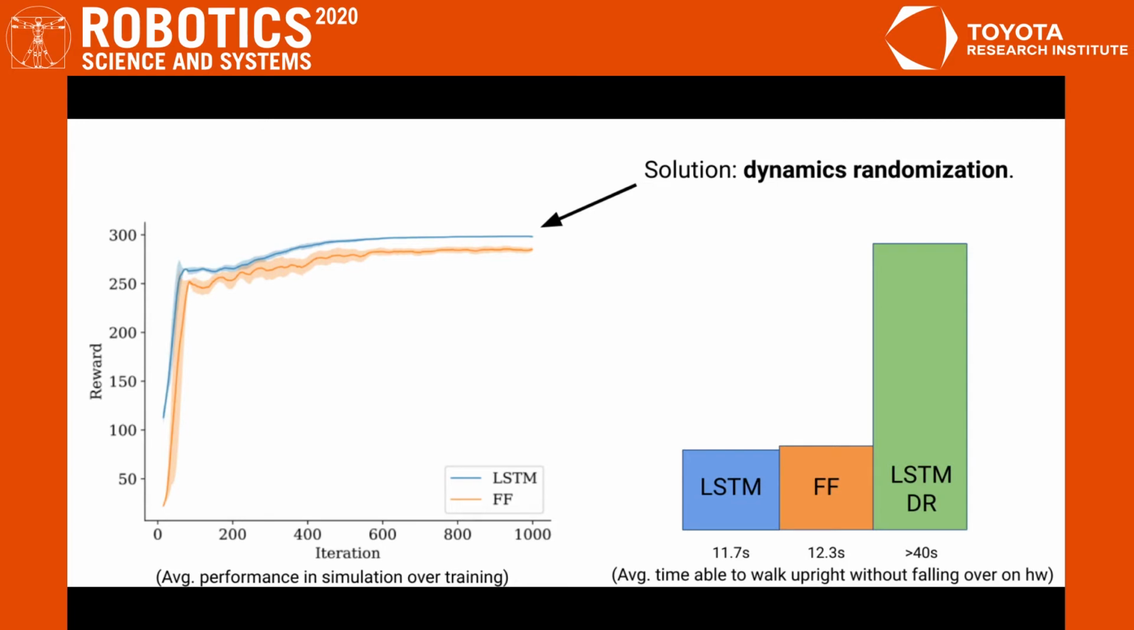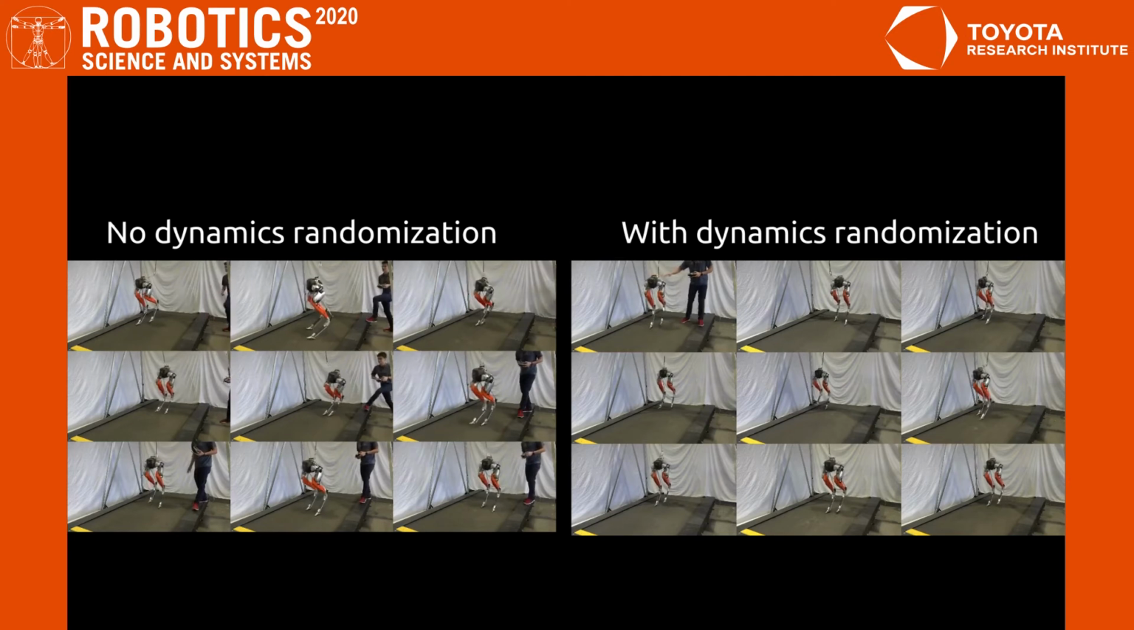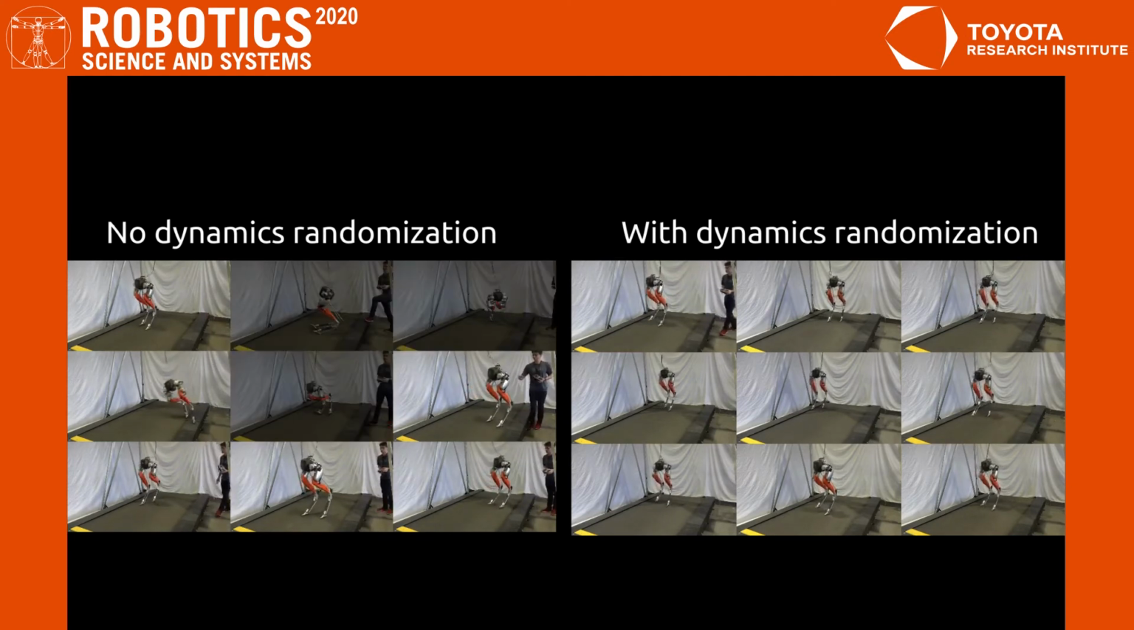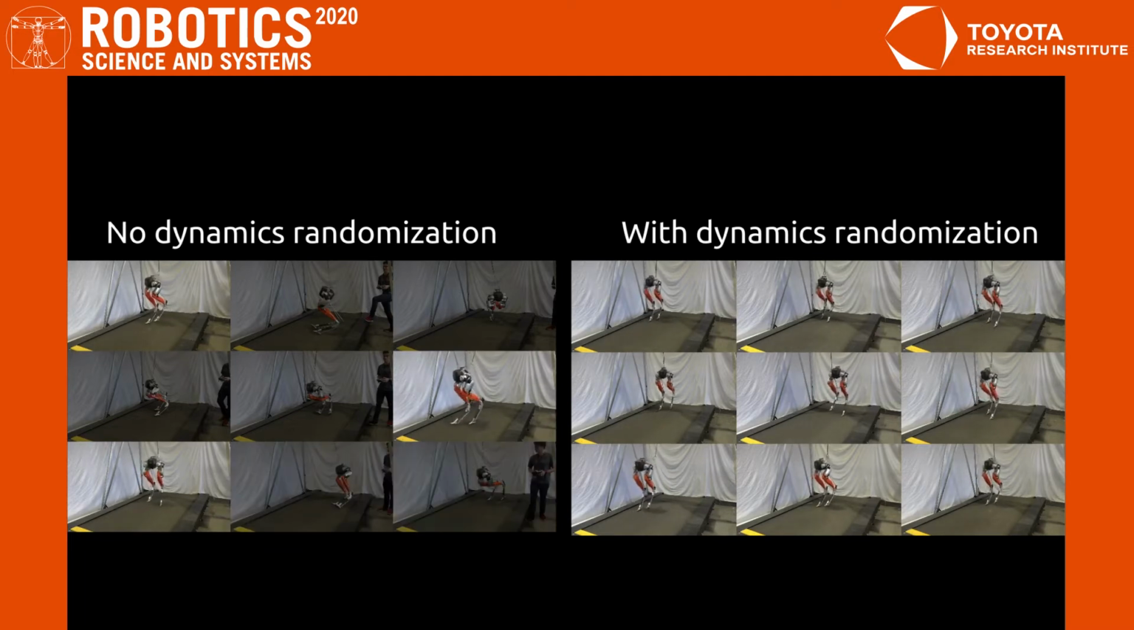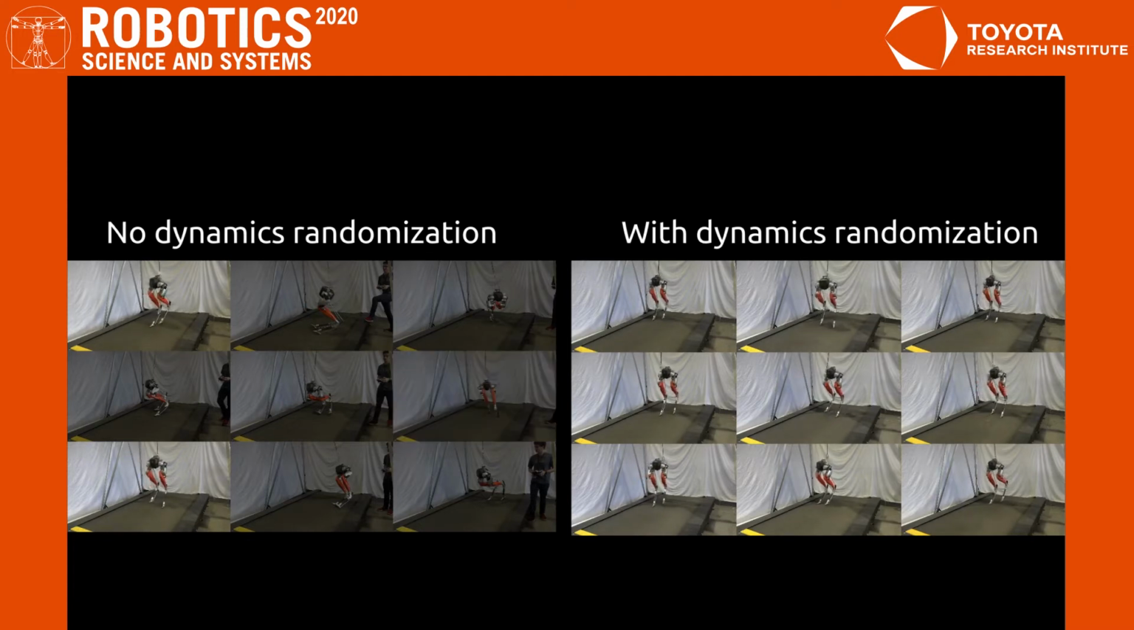Here are two side-by-side videos of LSTM networks. On the left, we have 9 unique LSTM networks, each initialized with a different random seed, and on the right, we have 9 LSTM networks initialized with those same seeds, but trained with dynamics randomization. As you can see, the ones not trained with randomization successively fall over in all but 2 cases, whereas the LSTM networks trained with dynamics randomization do not fall.